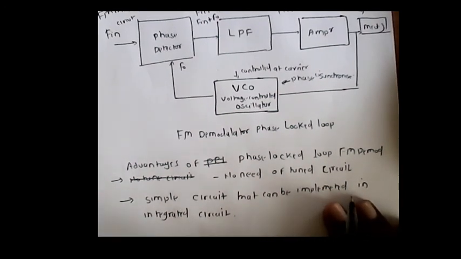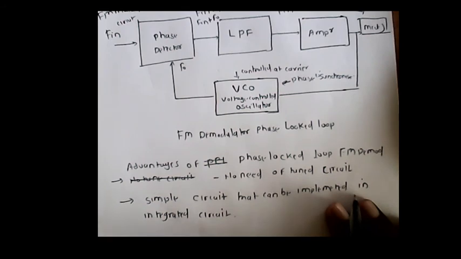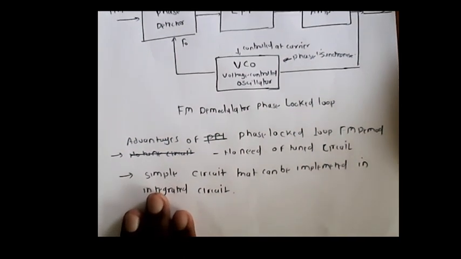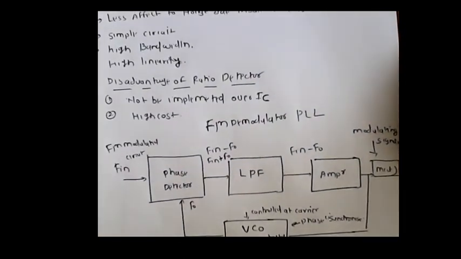Already we saw this drawback in the ratio detector circuit: it cannot be implemented on an integrated circuit. So this drawback can be overcome by using PLL.